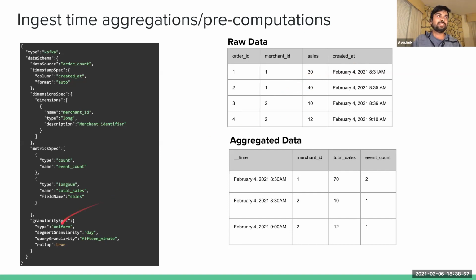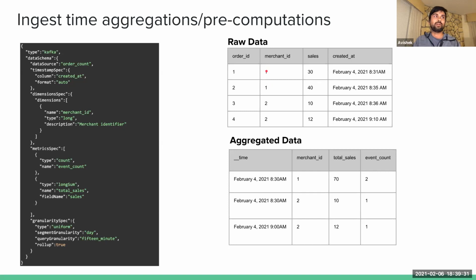Now, with this configuration, as you can see here, we have set up query granularity to 15 minutes, and we have set up rollup to true, and we've created 1 dimension and 2 metrics, right? So what our indexer or middle manager is going to do is, let's look at order ID 1 and 2, right? They fall in the same 15-minute window, from 8:30 to 8:45. And they have the same merchant ID, same dimension.